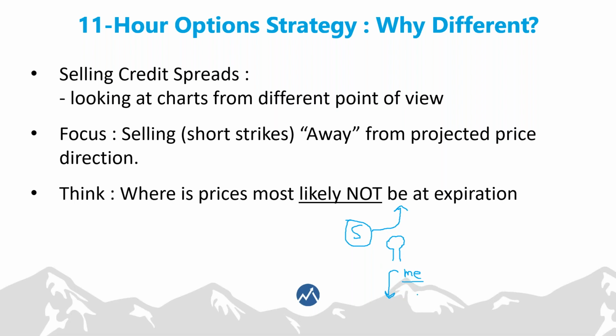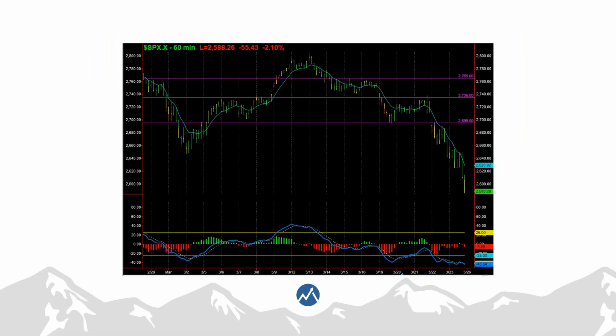It's the exact same thing with credit spread selling. Now, let me show you what it actually looks like on this hourly chart. This is the SPX, the S&P 500. So we watch price action, and you can see here on the chart, price is moving lower. Again, this is an hourly chart, and therefore we see the hourly momentum moving lower.